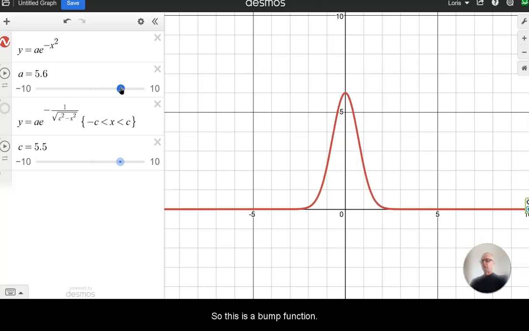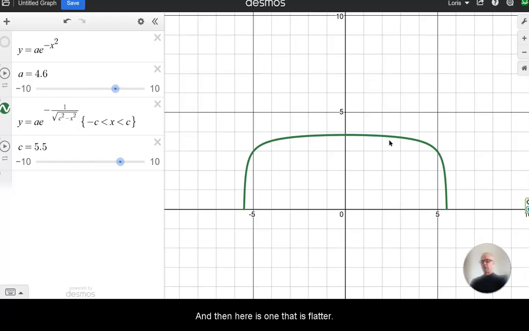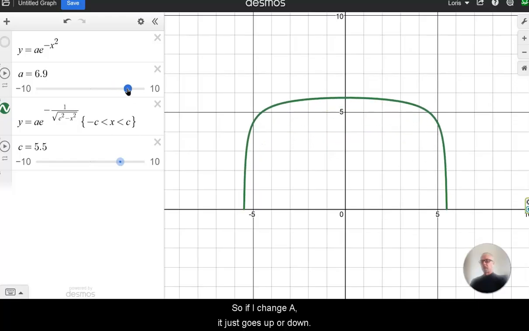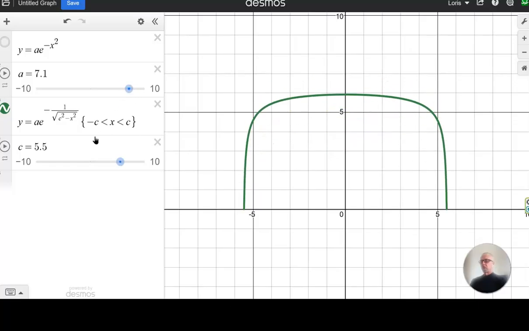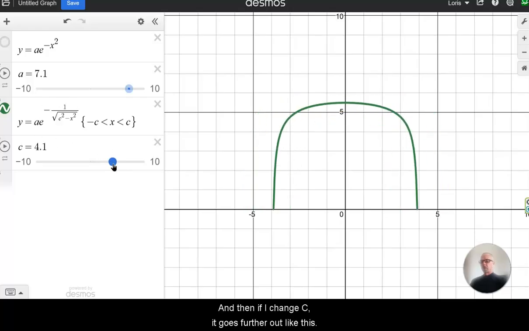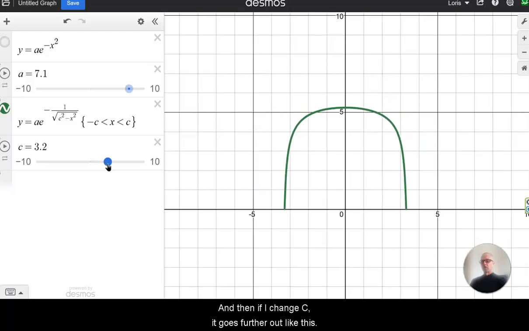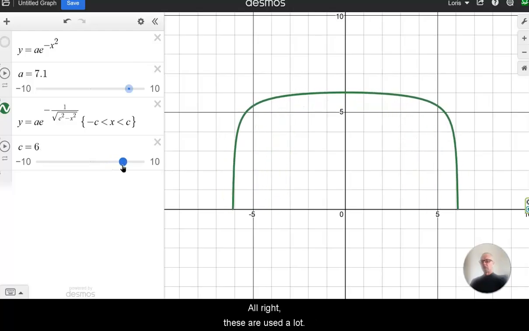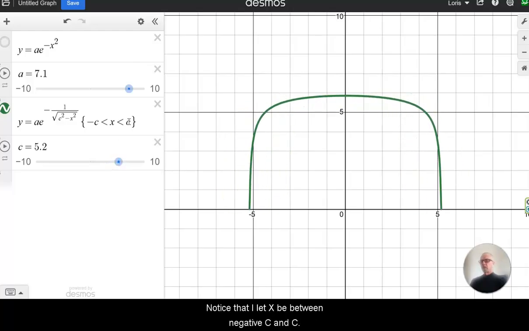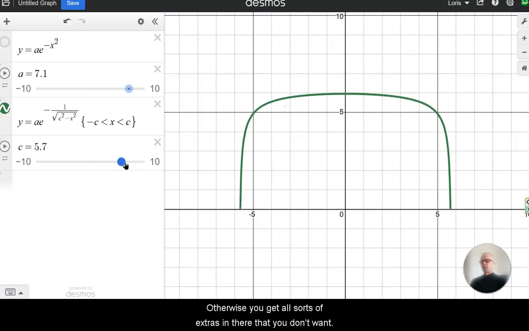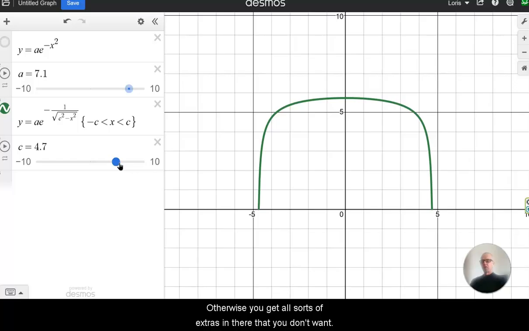So this is a bump function. And then here is one that is flatter. So if I change a, it just goes up or down. Notice this is the function here. And then if I change c, it goes further out like this. All right, these are used a lot. Notice that I let x be between negative c and c. Otherwise, you get all sorts of extras in there that you don't want.